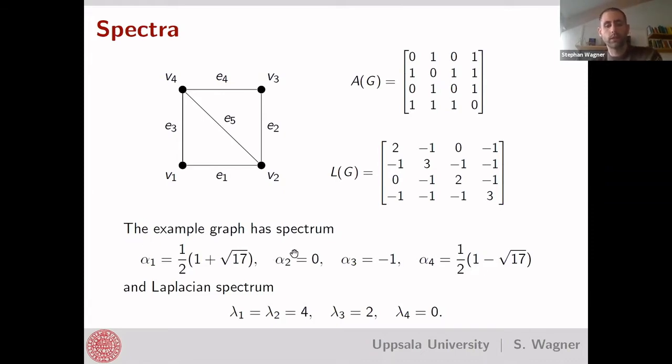The adjacency matrix consists of 0, -1, and two quadratic irrationals, half, 1 plus minus root 17. The Laplacian spectrum in this particular case consists of four integers, 0, 2, 4, 4. It doesn't always have to be integers by any means. However, one thing that we do know, and I'll get back to that later, is that 0 always occurs in the Laplacian spectrum. So this last one here should never come as a surprise.